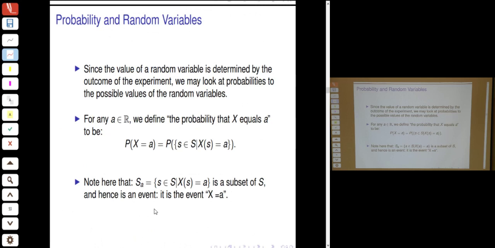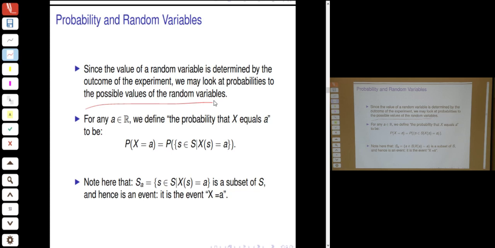Probability and random variables. Since the value of a random variable is determined by the outcome of the experiment, we may look at probabilities of the possible values of the random variables. We discussed just now that the output of a random variable, which is a function of the outcome of a random experiment, is going to be random because the random experiment itself gives us a random output. So, we can just forget about the big random experiment running behind the scene, and look at the random variable and its value.